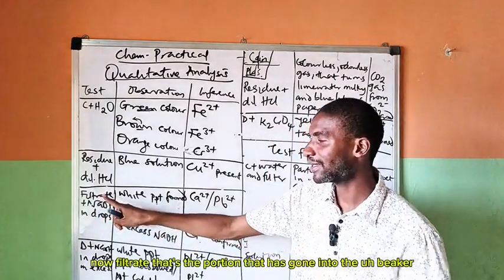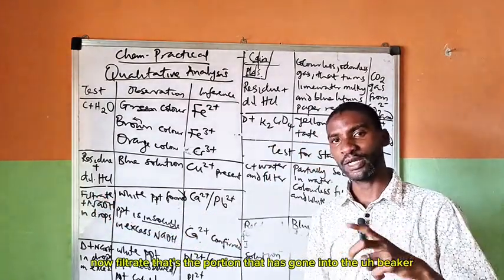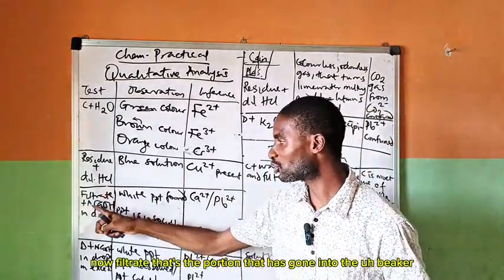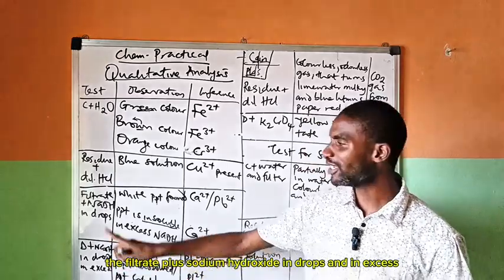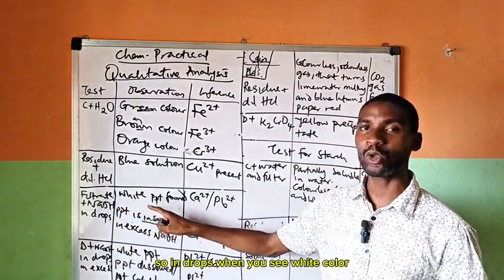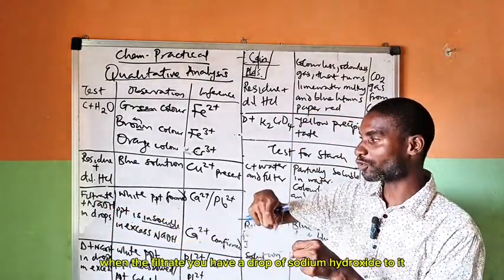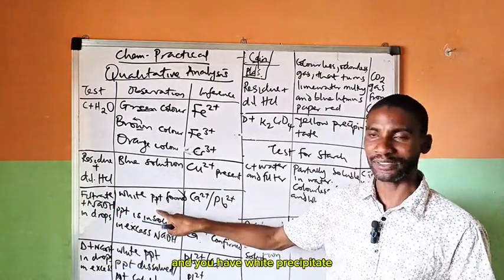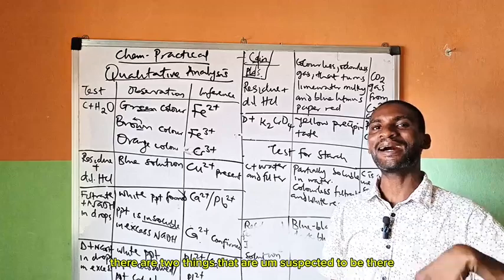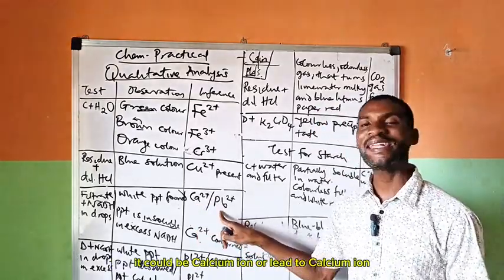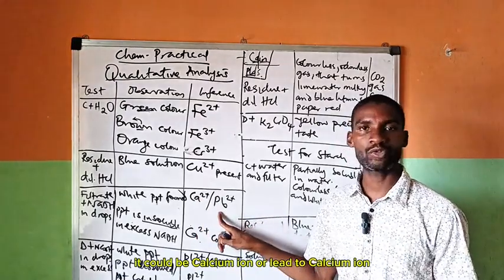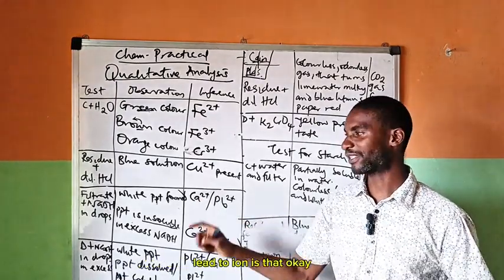Now filtrate, that's the portion that has gone into the beaker. The filtrate plus sodium hydroxide in drops and in excess. So in drops, when you add a drop of sodium hydroxide to the filtrate and you have a white precipitate, there are two things that are suspected to be there. It could be calcium ion or lead 2 ion. Is that okay? When you see a white precipitate.